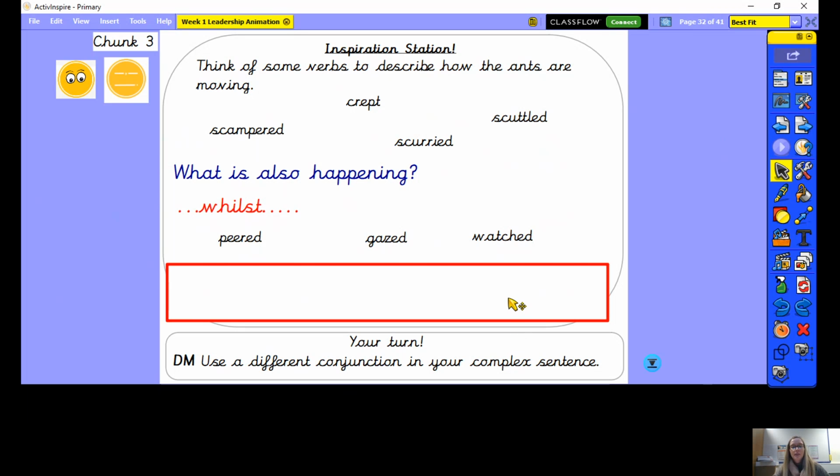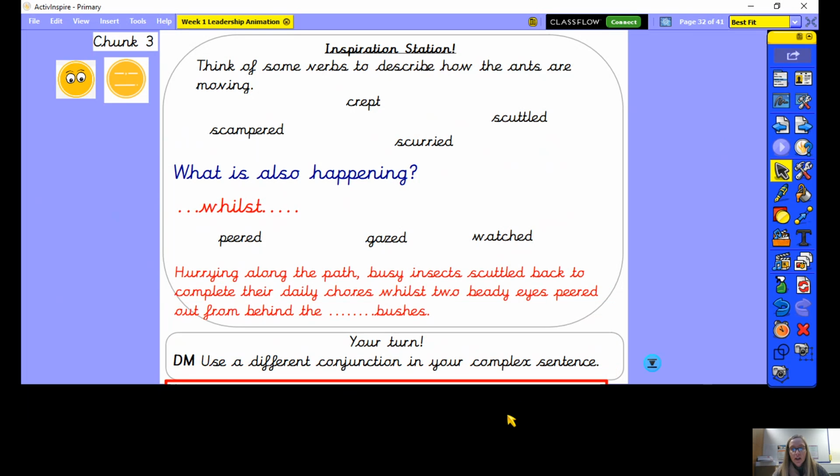So my sentence is, hurrying along the path, the busy insects scuttled back to complete their daily chores, whilst two beady eyes peered out from behind the bushes. Okay, so have a go now at writing your chunk 3.